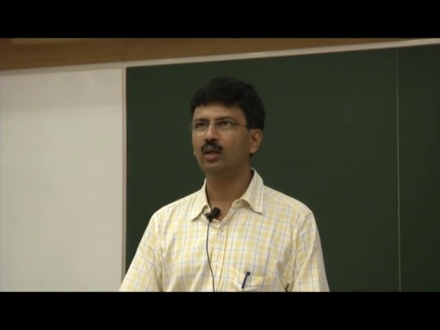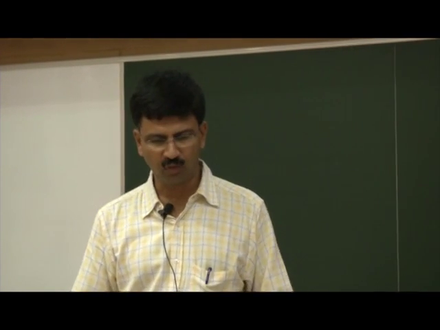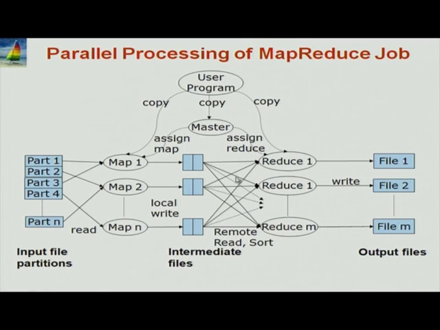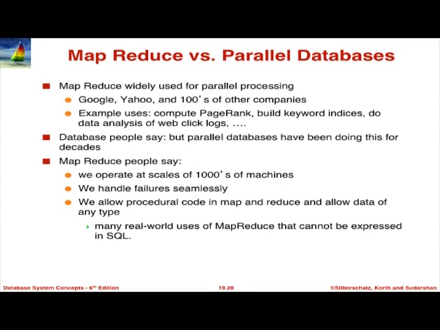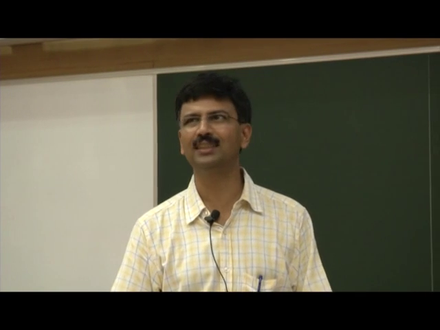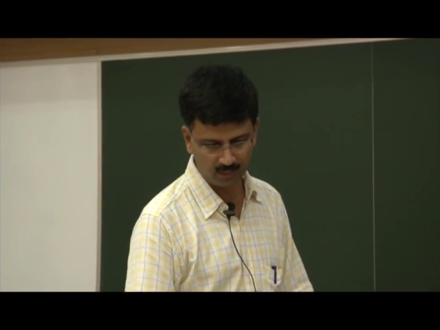So this is the kind of fault tolerance that it gives. Plus it uses the fault tolerance of the distributed file system itself. So failures are nicely handled. And then this was the major thing, procedural code in map and reduce functions. For example, page rank and so on, can be done in a relational database, but you first have to pre-process the data. That's a lot of work. And all that can be done procedurally.